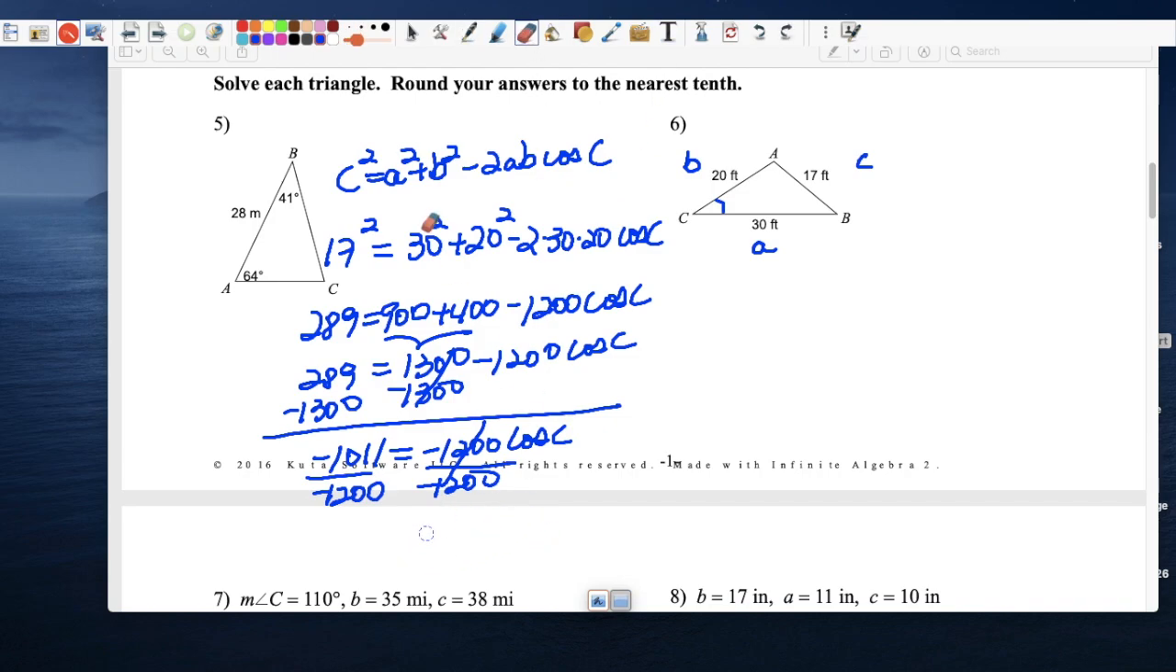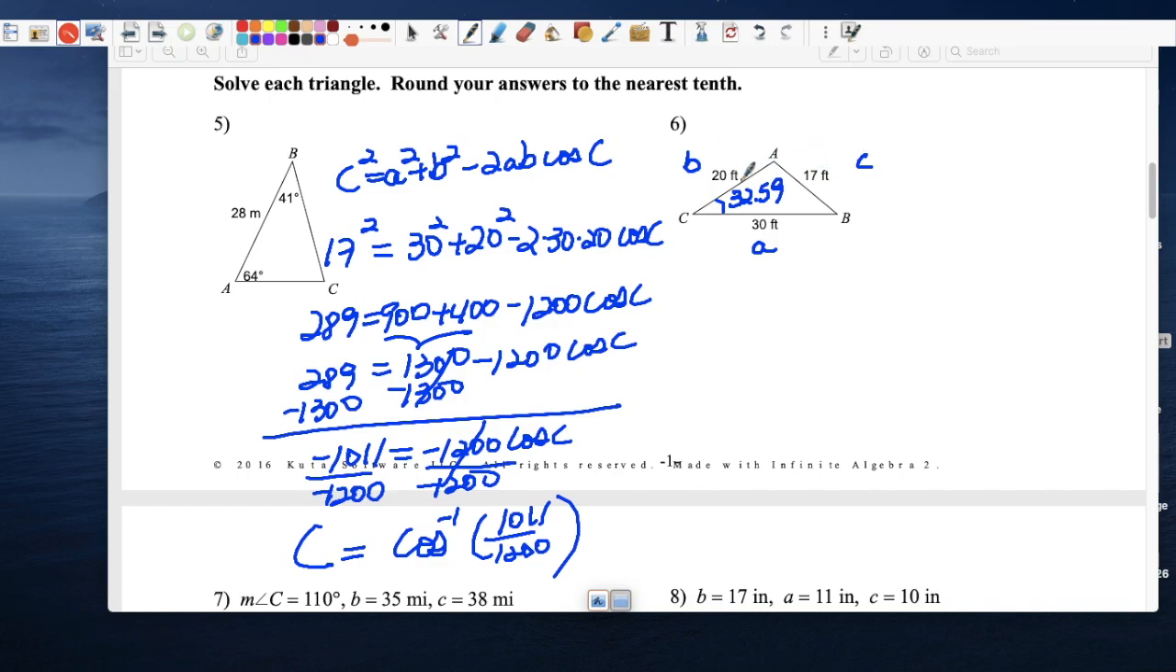So let's find the inverse, right? Because that's what we need to find the angle. So angle C is going to be the inverse of this guy here, which is positive, by the way. Okay. So angle C equals 1011 divided by 1200, right? And that's going to give us 32.59 degrees. So this is 32.59 degrees.